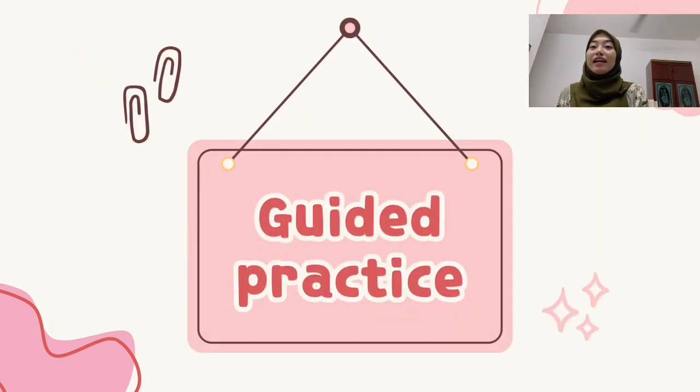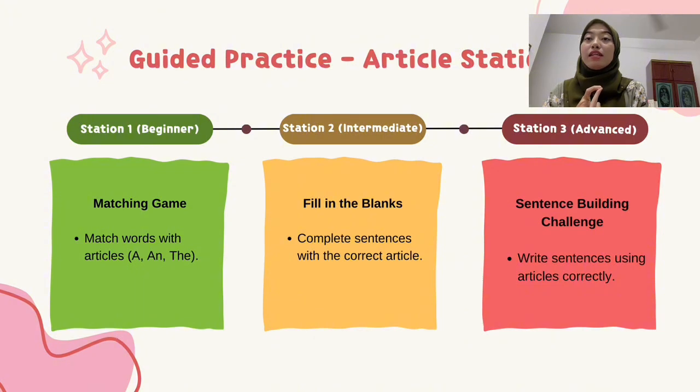Now for the guided practice. After we introduce the rules, we move into the guided practice phase where students will rotate through 3 different stations. These activities allow for differentiated practice based on each student's proficiency level. The first station will be a matching game, which is for beginner level. Here, students will match pictures of objects with the correct articles. For example, if they see a picture of an elephant, they would match it with an.